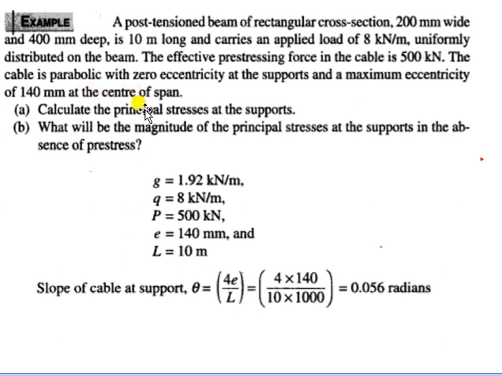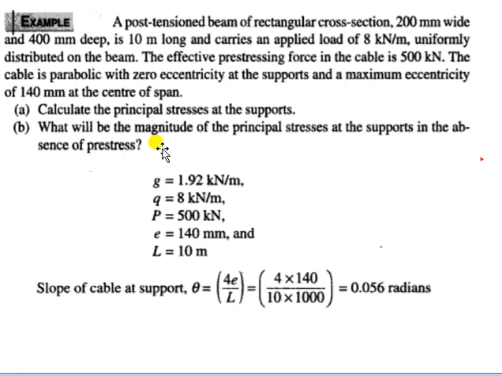So for this condition we need to calculate the principal stresses developed at the support when there is pre-stressing of the cable. The second case is what will be the principal stresses developed at the support when there is no pre-stress. So there is no pre-stress applied. At that condition, what will be the stress developed at the support?